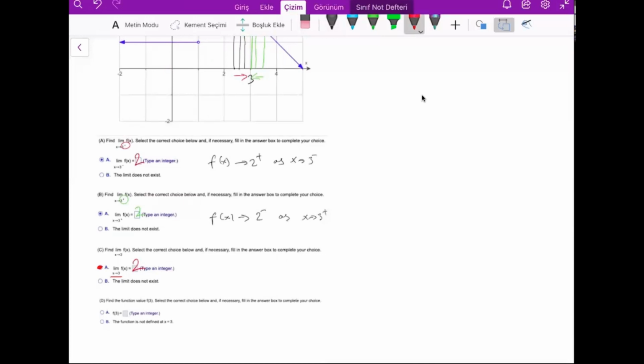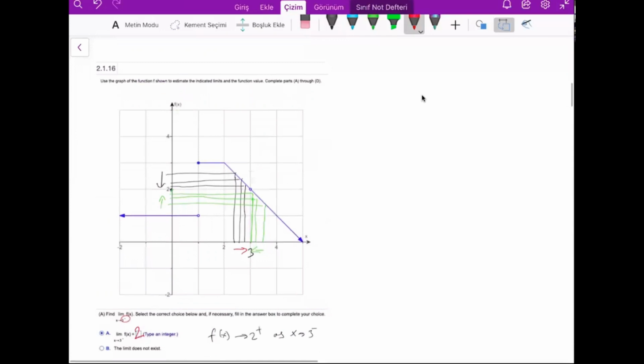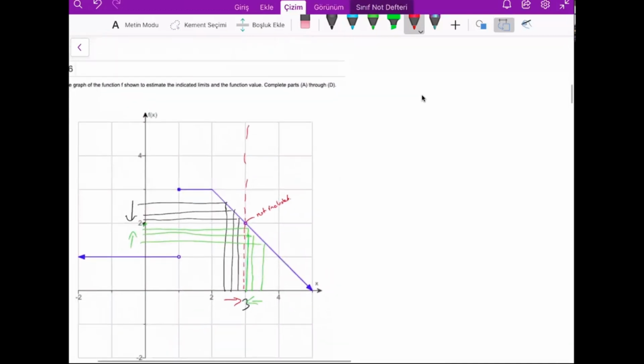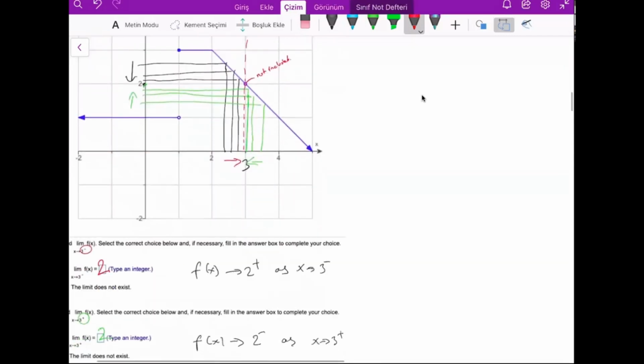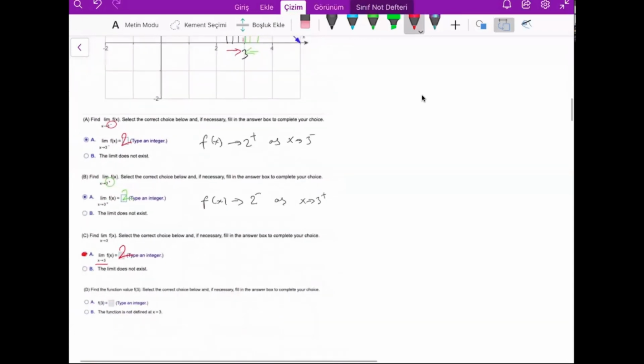Okay. And what is f of 3? Let's look at the graph. f of 3 is not defined, because it is not included in the graph. Okay, so there is no function value. There is no point. If you consider the vertical line x equal to 3, there is no point. So this is not defined. The function is not defined at the point x equal to 3 is the answer.